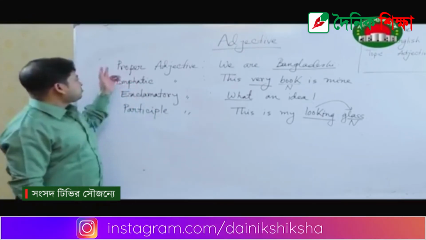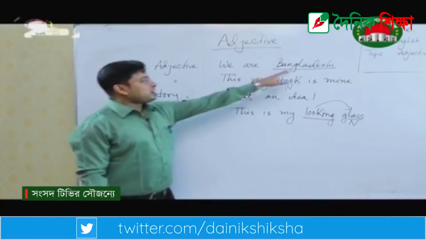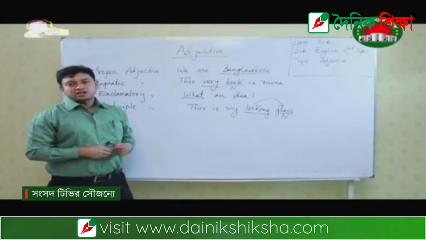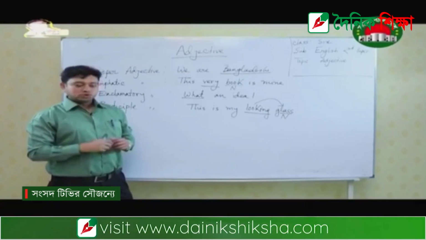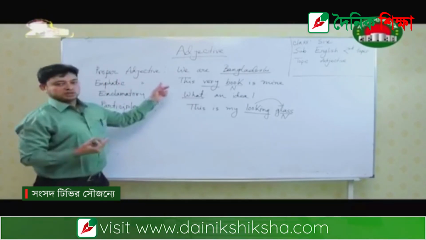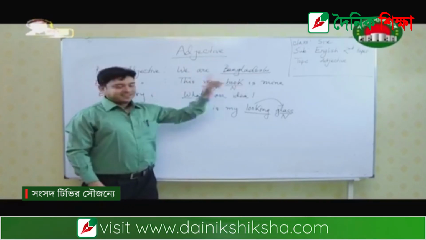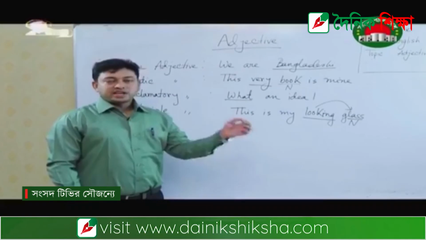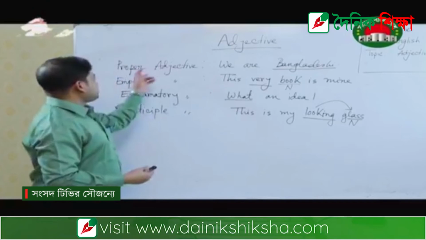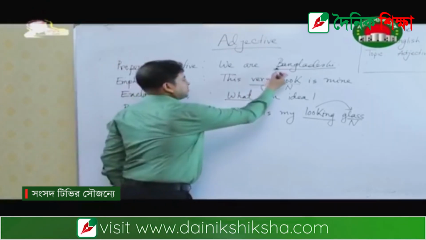The first one is proper adjective. We are Bangladeshi. The word Bangladeshi has come from Bangladesh. We know that the name of a country is a noun, it is a proper noun. So, any proper noun becoming an adjective is called a proper adjective. So, the main form is Bangladesh, from Bangladesh, Bangladeshi; India, Indian; China, Chinese; Britain, British. So, this is how proper adjective is formed. Remember, proper adjective always starts with a capital letter.